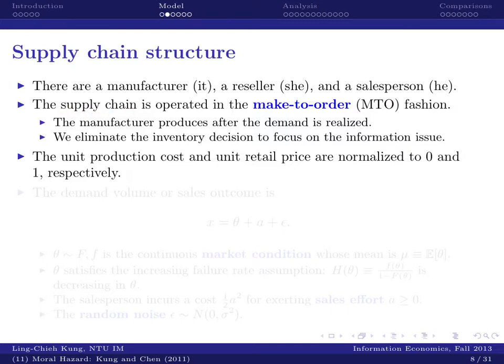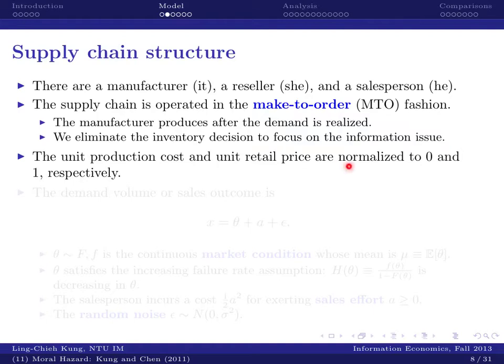The supply chain is operated in this make-to-order fashion. That means the manufacturer can produce products after the demand is realized. So we don't need to worry about the inventory problem. This allows us to focus on the informational issue, because we want to ask which part of the information is more important to the manufacturer.